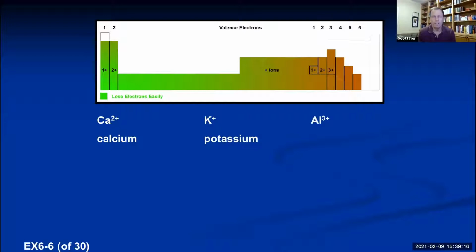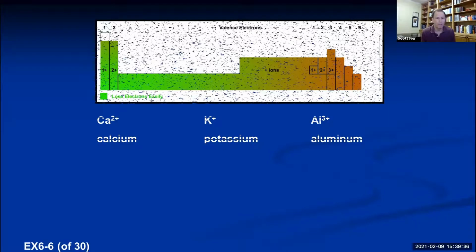And then aluminum is in the 13th column. It's one of that set of 3, aluminum, gallium, and indium, that only form +3 ions. So if that's the only ion it's going to form, its name is aluminum ion. Okay? Now, we've talked about how we name anions and cations. Now let's see if we can put them together and name ionic compounds.